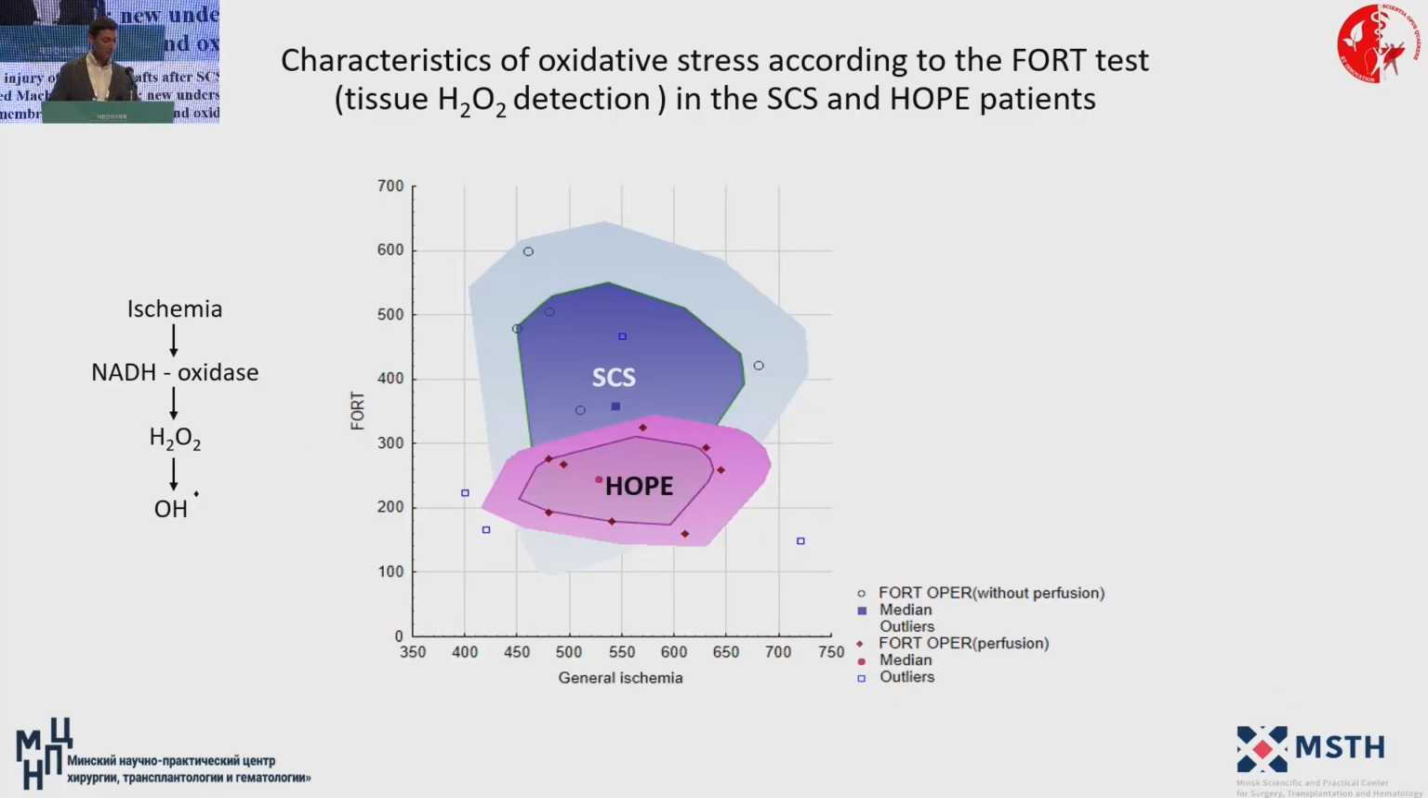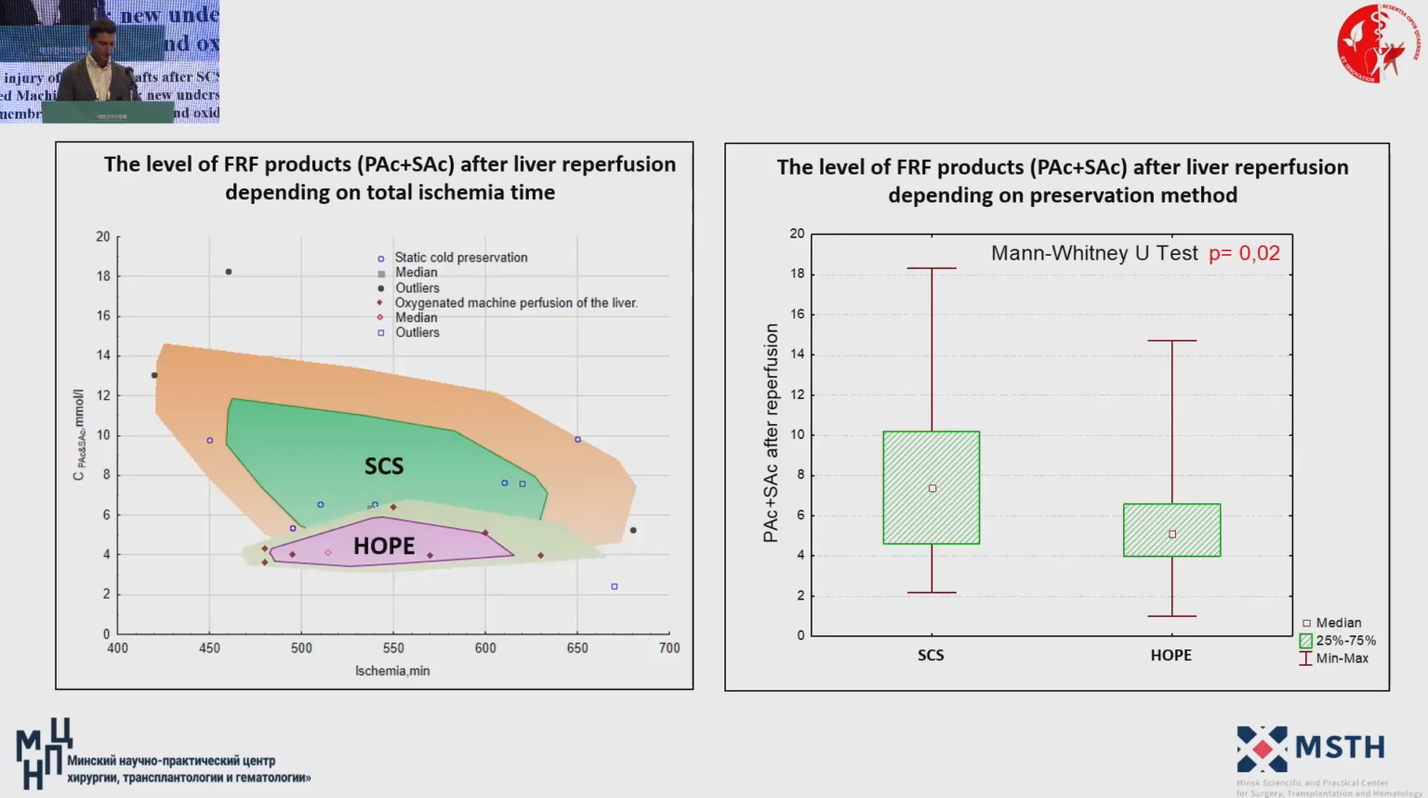So as the result of this study, we found that the level of oxidative stress markers was significantly lower in the group of patients who underwent machine perfusion compared to static cold storage. It was also found that the level of fragmentation products in the blood of patients 2 hours after reperfusion was significantly lower in the group where machine perfusion was performed, in contrast with static cold storage.